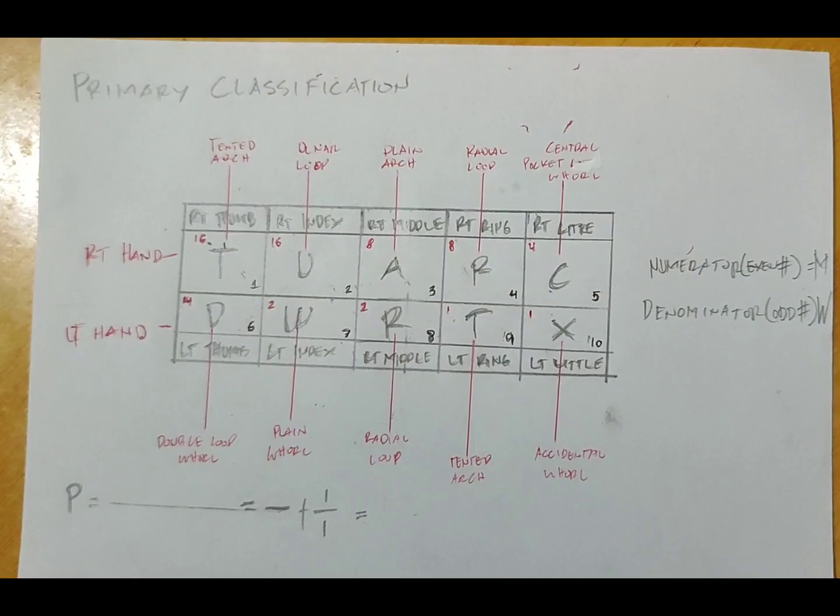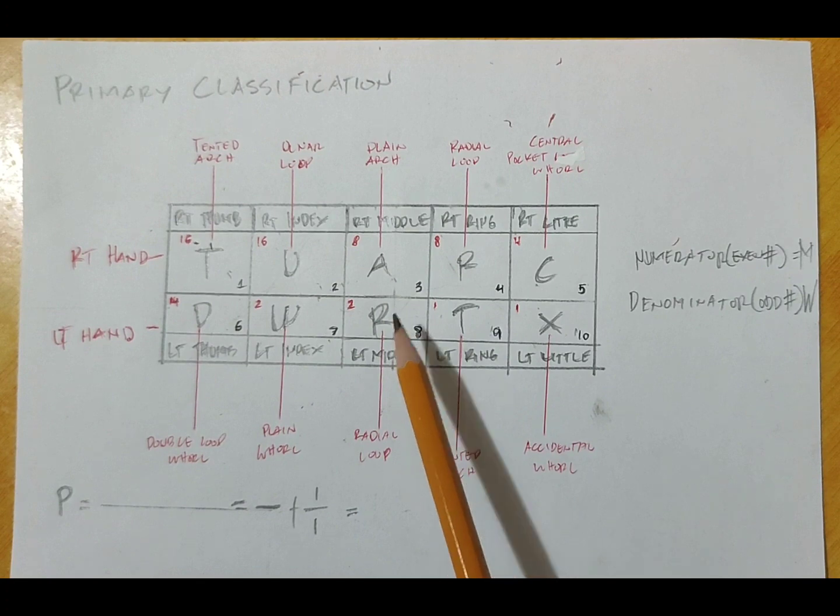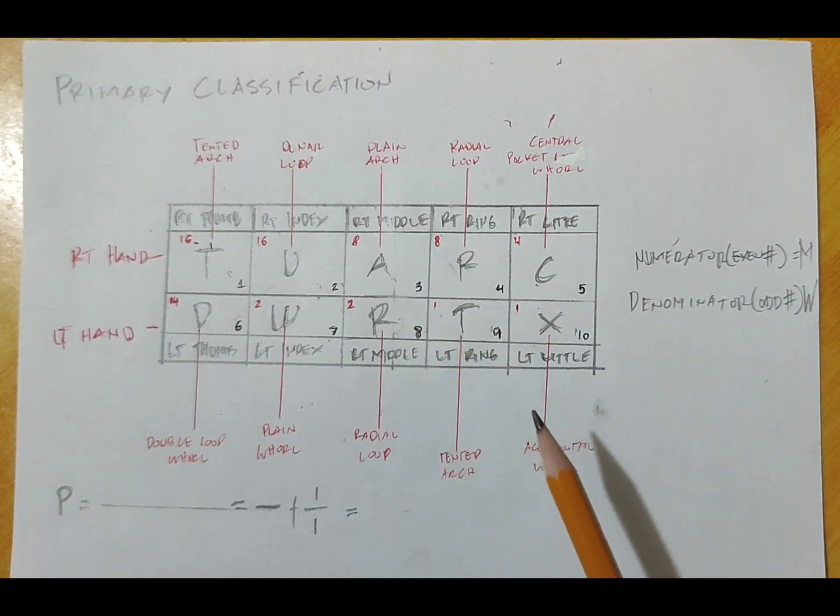I am Jarn Asuncion from Section India, and I'm going to show you how to attain the primary classification of fingerprint. The first step is we're going to do the blocking out or identify the fingerprint pattern of the 10 fingers. For example, this is our classified fingerprints of the right hand and the left hand.